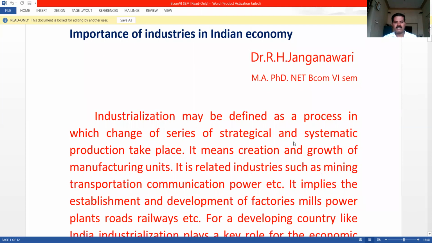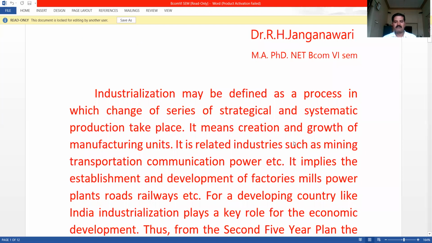First of all, what is industrialization? Industrialization is a very important concept. It may be defined as a process in which a series of strategic and systematic changes in production take place. It means the creation and growth of manufacturing units. It is related to industries such as mining, transportation, communication, power, etc. It implies the establishment and development of factories, mills, power plants, roads, railways, etc.